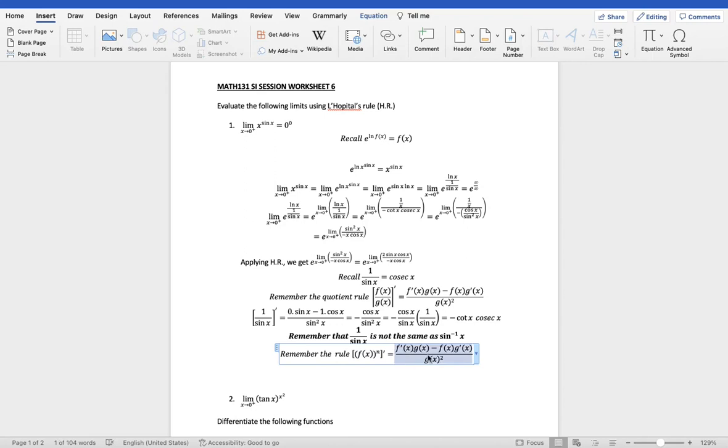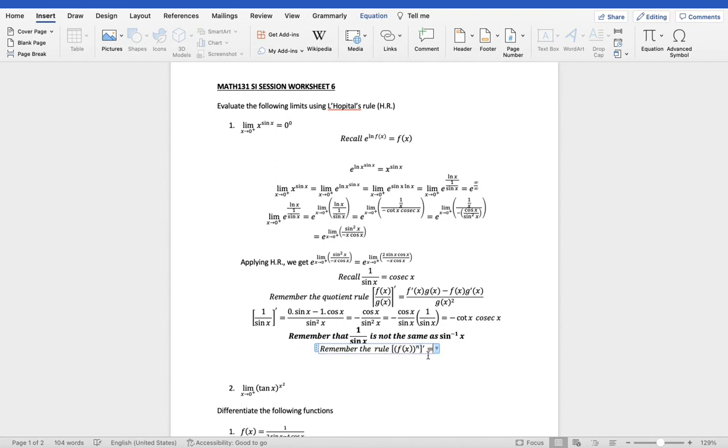As long as it's an actual number, what you should know is that the derivative of f of x to the n is n multiplied by f of x to the exponent of n minus 1. So you subtract 1 from the exponent, and then you multiply that by the derivative of f of x. So this is another rule that you guys should remember.